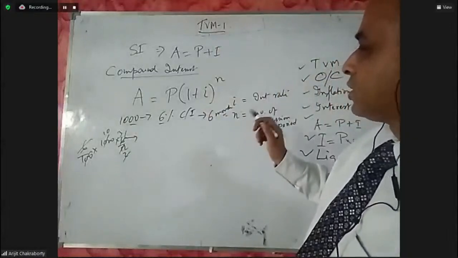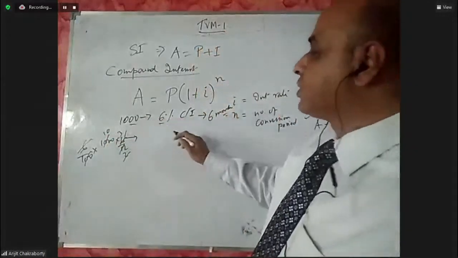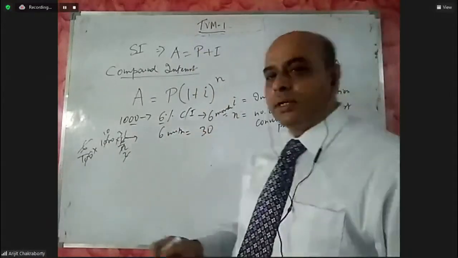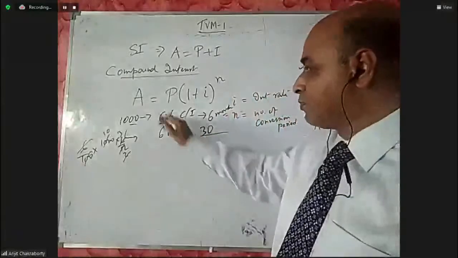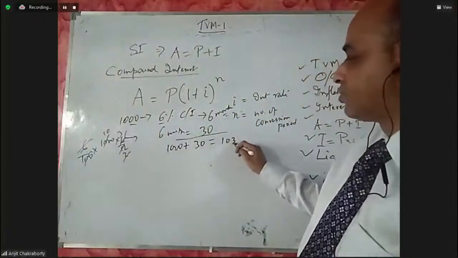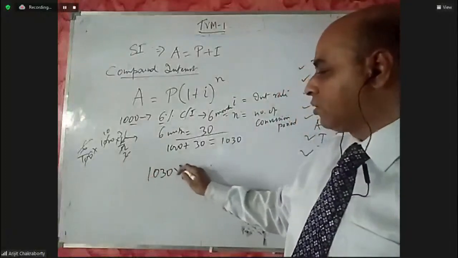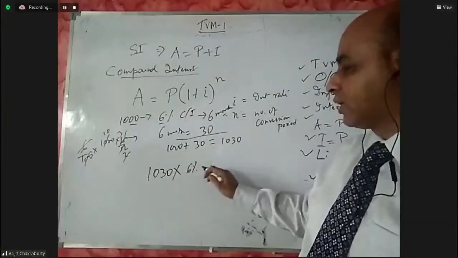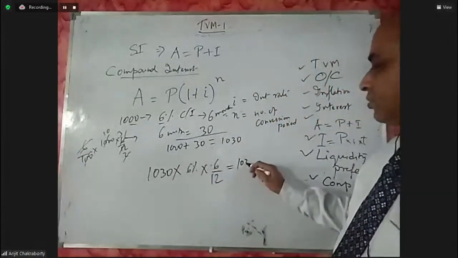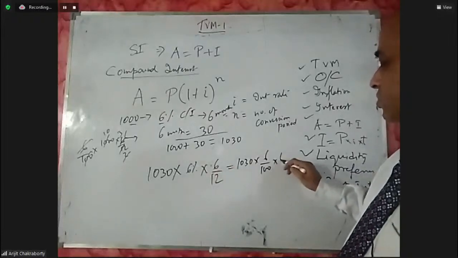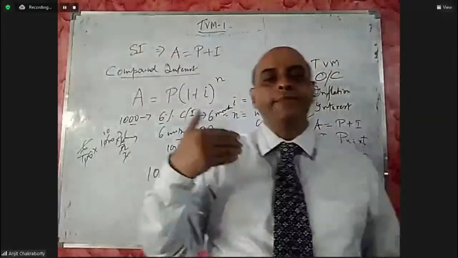So I get, not 300, 30 rupees as interest. The interest for 6 months I'm getting is 30 rupees. The principal is 1,000. The interest for the first 6 months is 30 rupees, so the new principal becomes 1,000 plus 30, which is 1,030. Now for the remaining 6 months, this 1,030 will be the principal, and on this, again, 6% interest will be calculated for half a year. So the interest which I will earn is 1,030 into 6 by 100 into 6 by 12. This is the concept of compounding every 6 months.